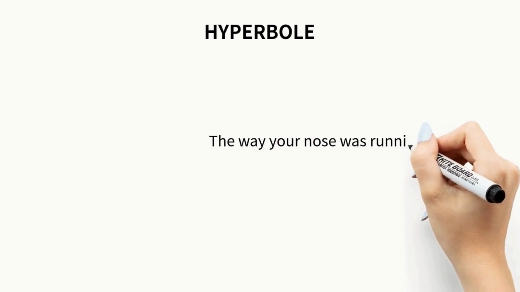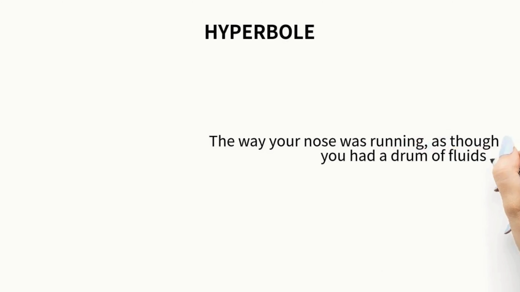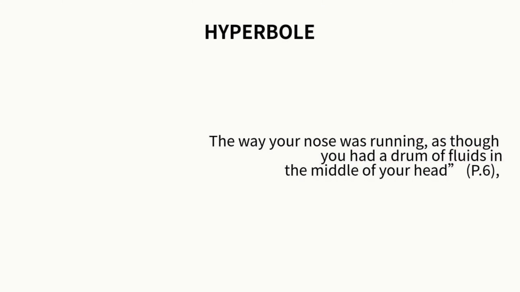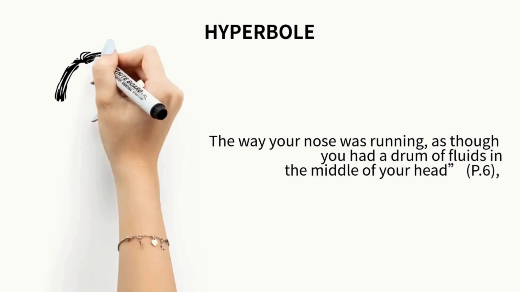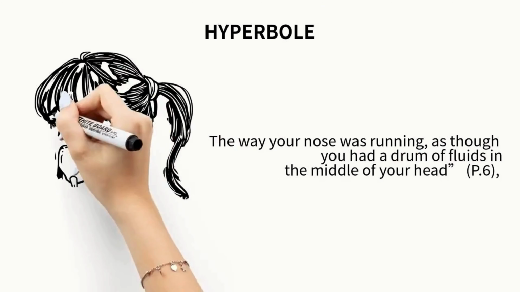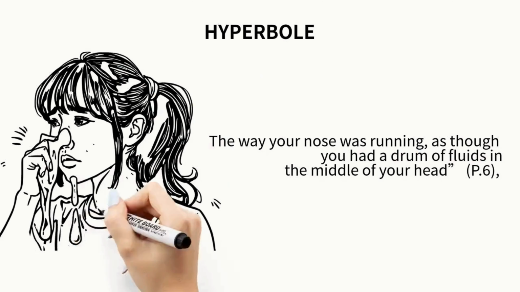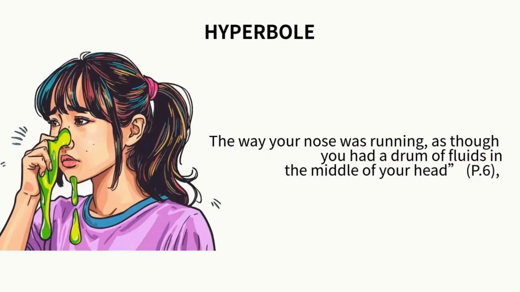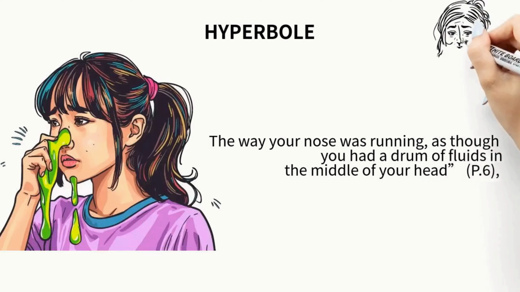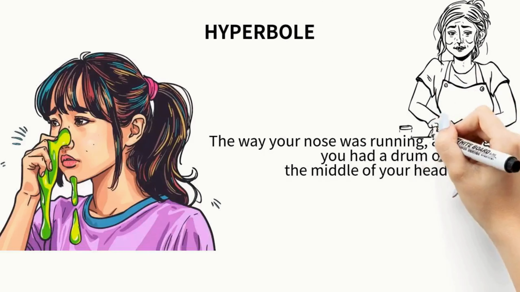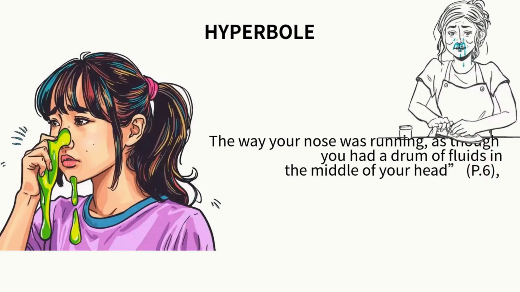Hyperbole is a style used in Act 1, Scene 1. Montano tells Alvita, the way your nose was running as though you had a drum of fluids in the middle of your head. Montano has excessively exaggerated the situation in order to show us the readers how bad the situation was in the future that he was in.